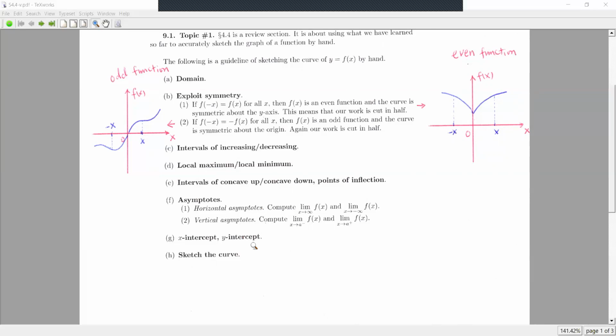To find the y-intercept, set x to 0. That is, compute the function value at 0. Then the function value at 0 is the y-intercept. After we collect all the information, then step 8, sketch the graph of the function. Let me show you one example about these 8 steps.